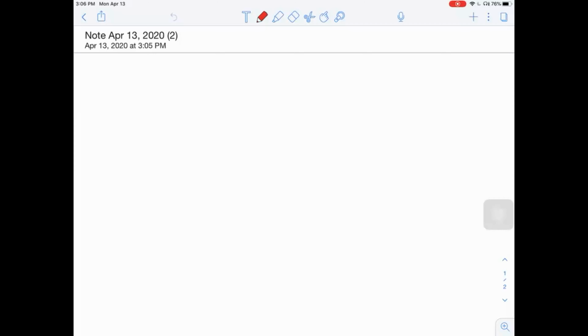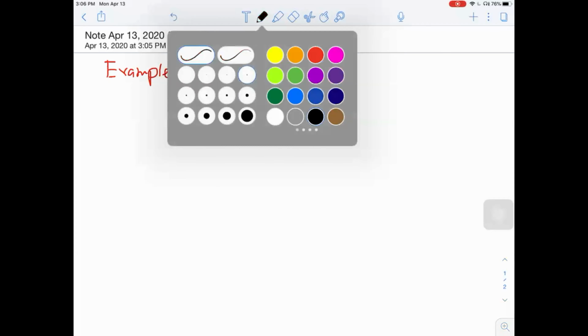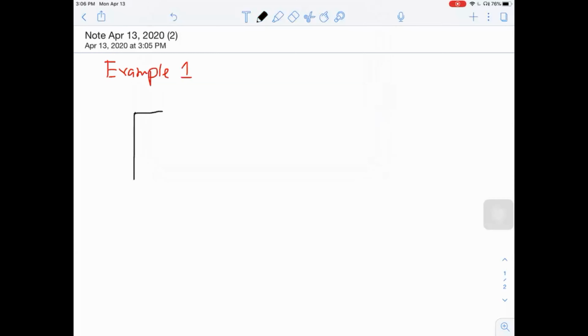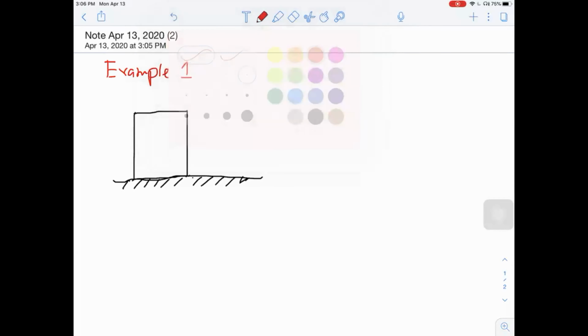Okay, the first example we're going to look at, this example is not in the textbook. It's an example of a box. This is a smooth surface, so no friction. And if we apply a force at the bottom of the box, dragging this box, sliding along the surface, that's F.